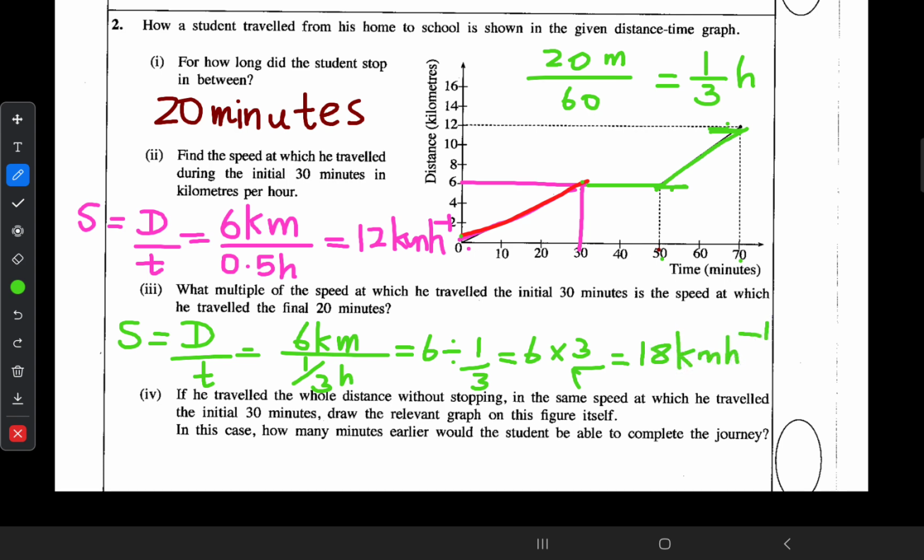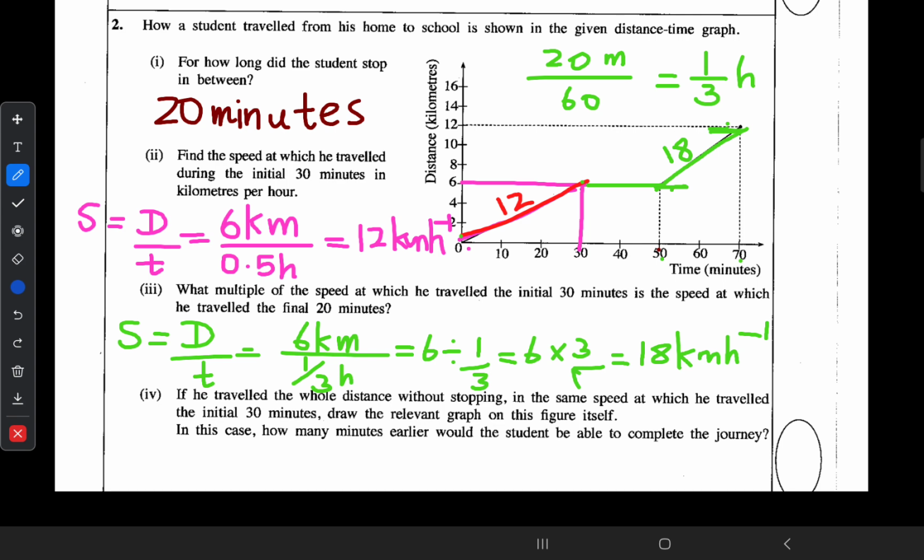18 kilometers per hour. Likewise, you should find the speed at this region also. Here the speed was 18. In the initial 30 minutes, the speed was 12. Now, let's read the question again. What multiple of the speed at which he traveled in the initial 30 minutes is the speed at which he traveled in the final 20 minutes? Which multiple? 18 is which multiple of 12?